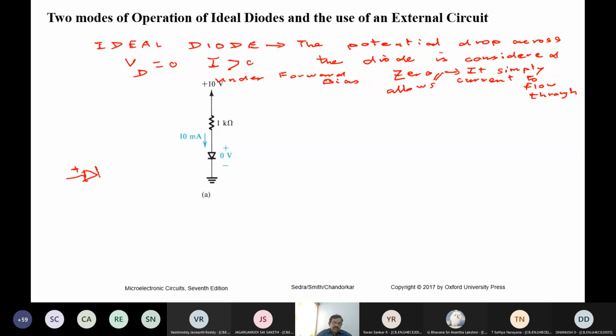This flat base of the arrow is my anode, which is the P type. And then this is the N region, which is connected to the negative. So this is my cathode. We have seen it in the previous slide. I am again redrawing it.